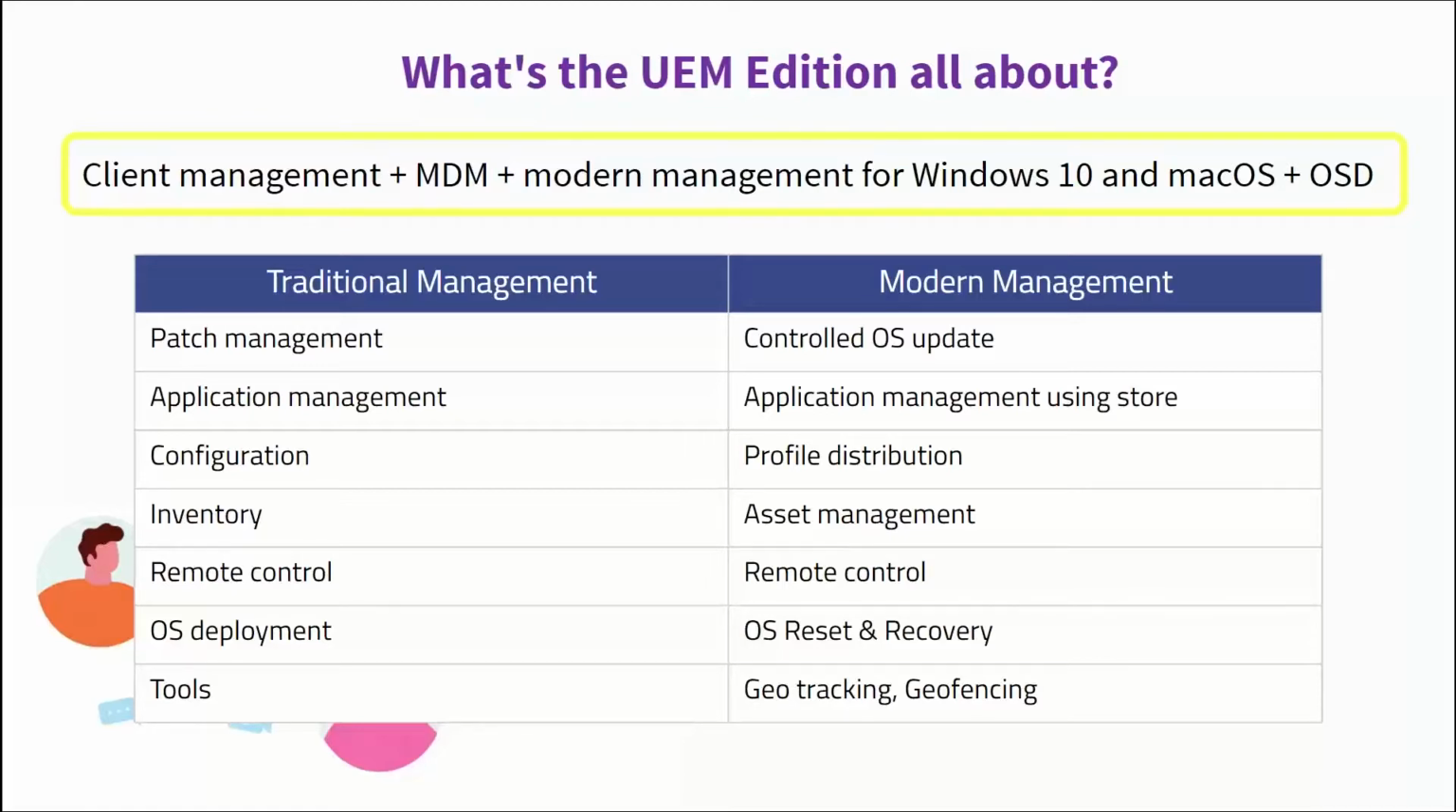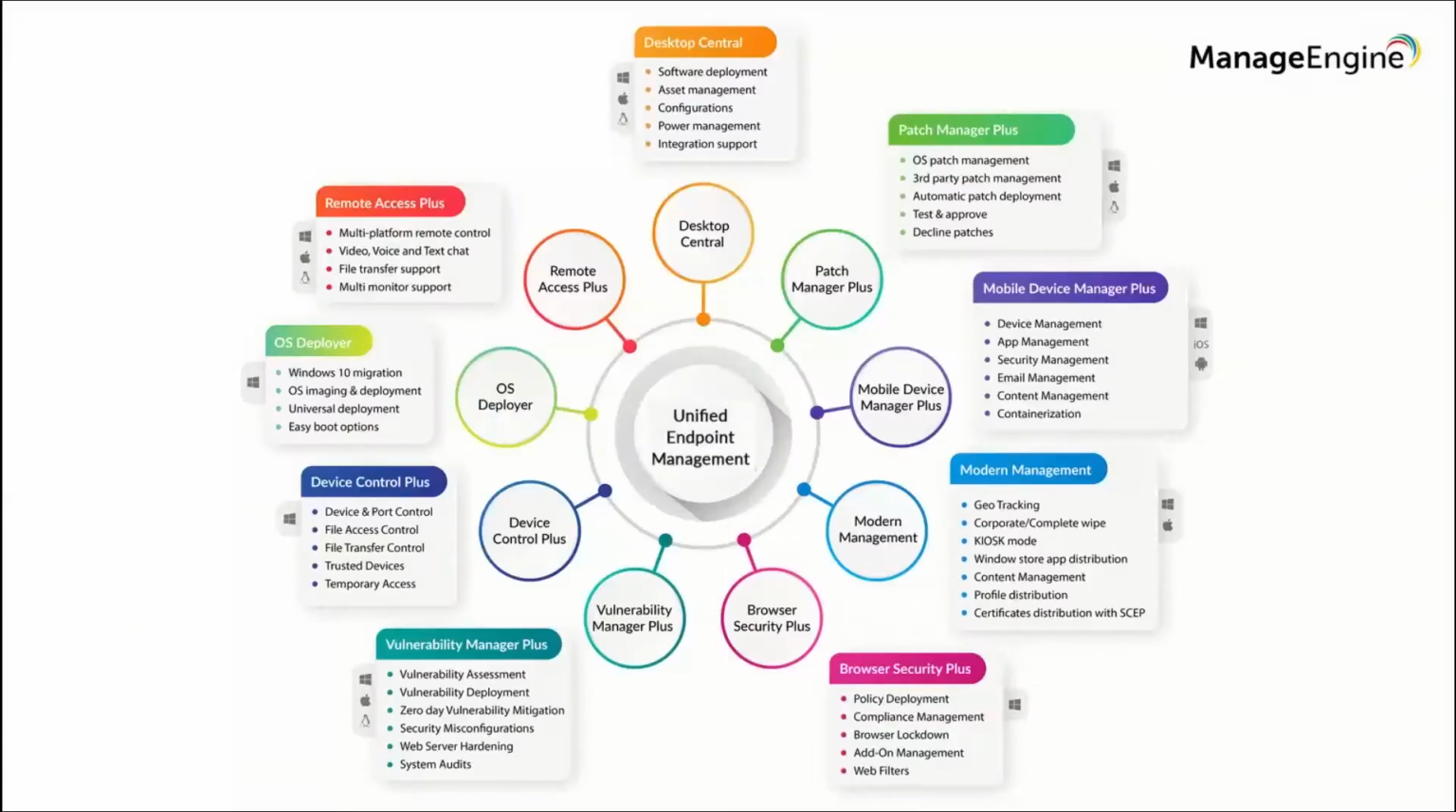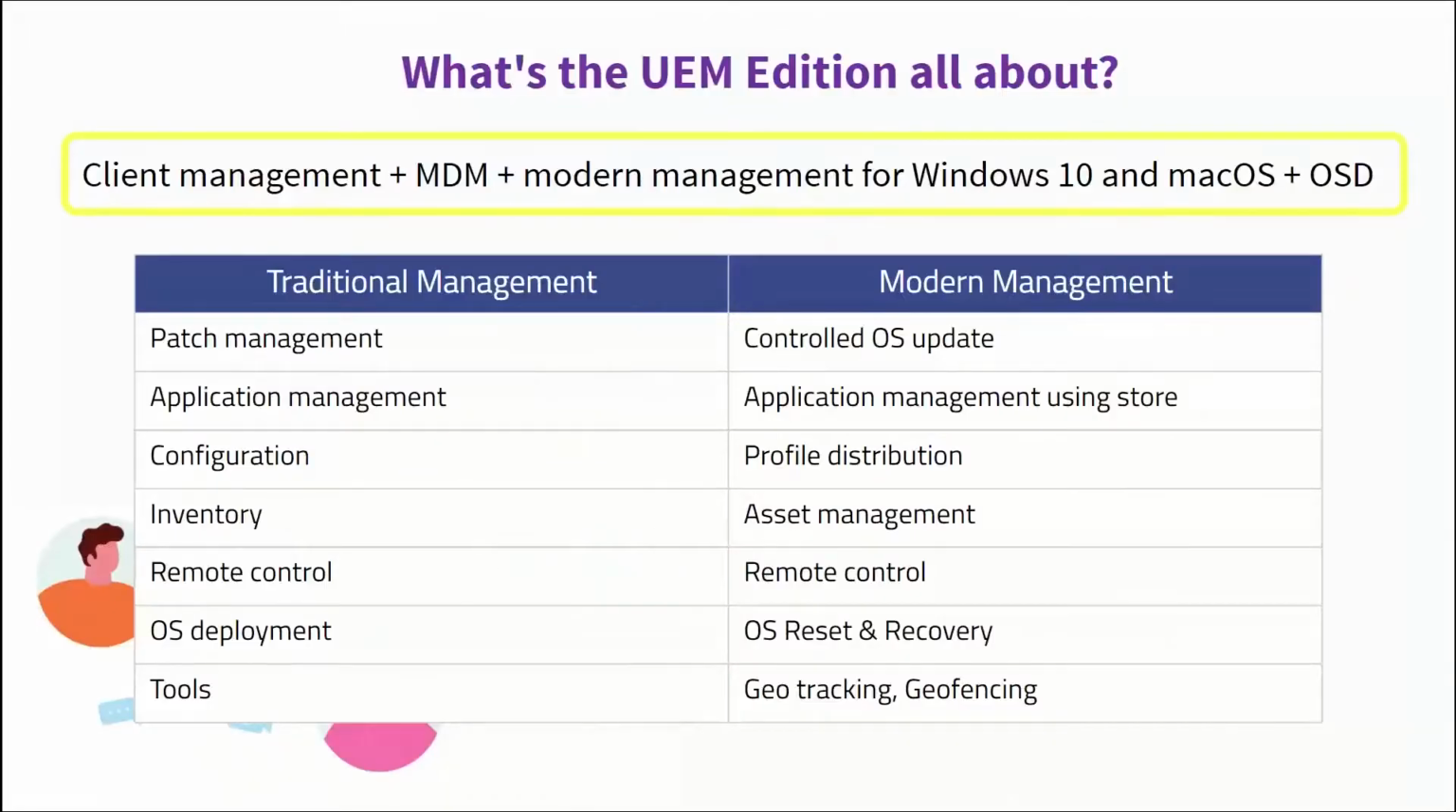Similarly, endpoints can also be managed with modern management. All modern operating systems support modern management. It supports features like geo-tracking, geo-fencing, managing store applications, profile distribution to enforce restrictions, operating system reset and recovery. Could you guess the popular operating system when I say modern operating system? So I'm talking about Windows 10. Windows 10 is a classic example in which we can manage both traditional and modern management. Desktop Central can manage both worlds, traditional and modern, from a single console.